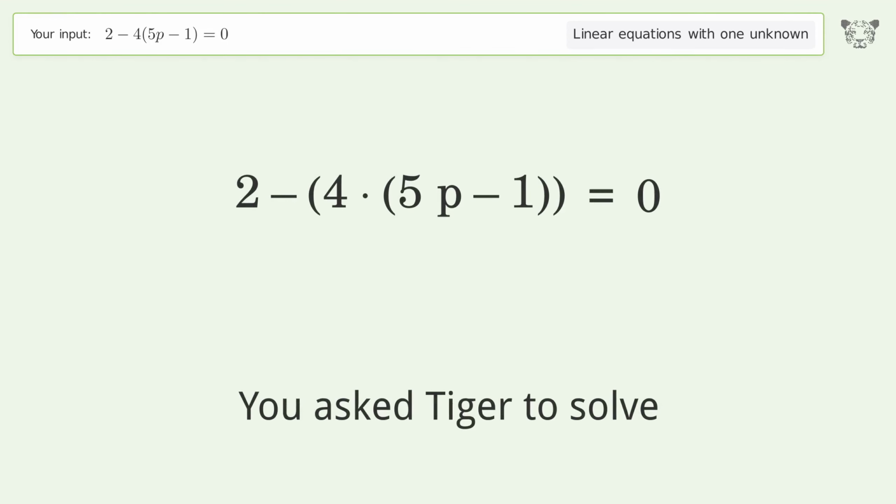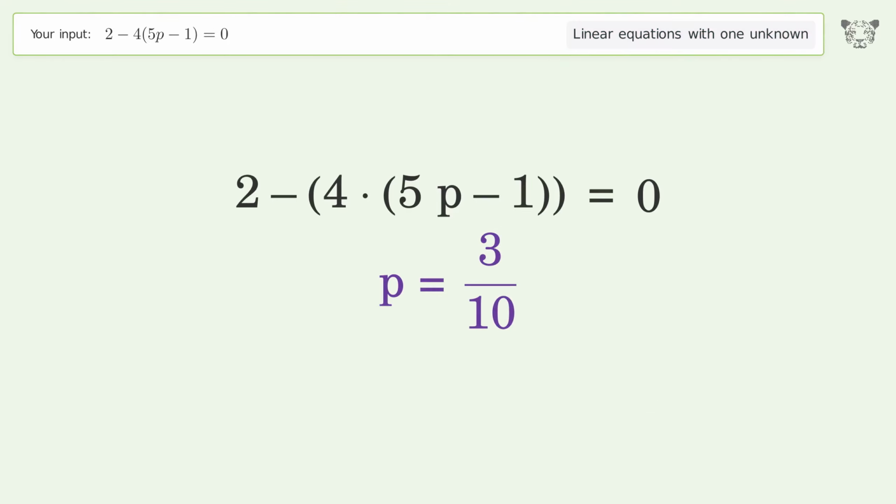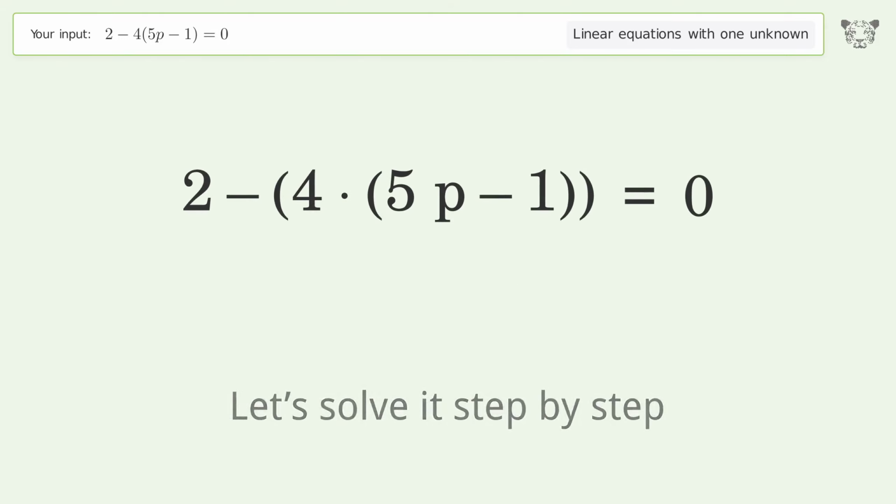You ask Tiger to solve this. This deals with linear equations with one unknown. The final result is p equals 3/10. Let's solve it step by step.